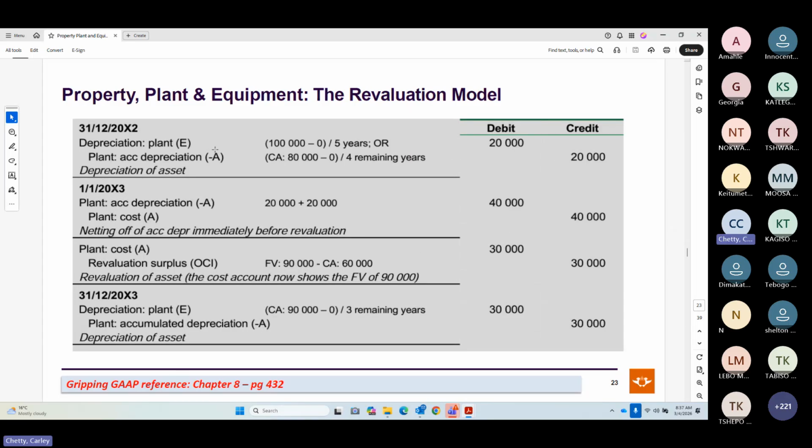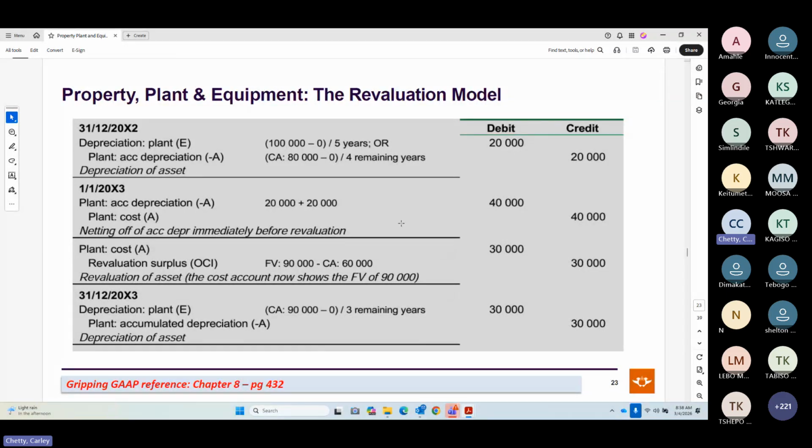Then we have depreciation for 20x2, and it's the same. We're going to take the cost of 100,000 minus the residual value of 0 divided by the remaining useful life of 5 years. That is going to give us 20,000 depreciation. So we're going to, again, debit depreciation plant, credit plant accumulated depreciation. This is depreciation for 20x2. You'll see it's the same as 20x1.